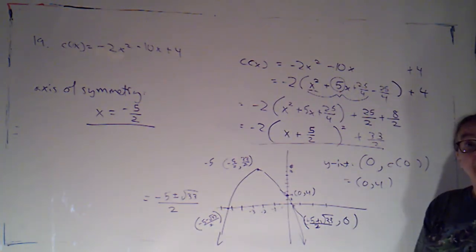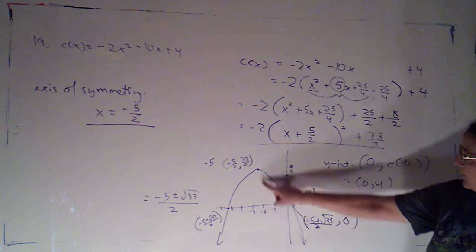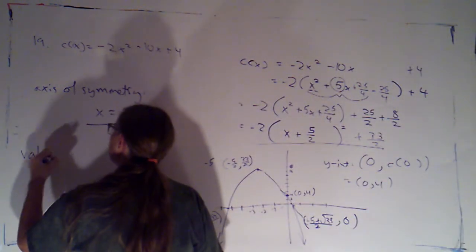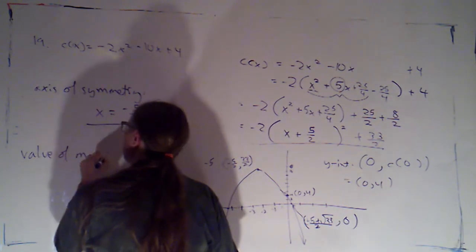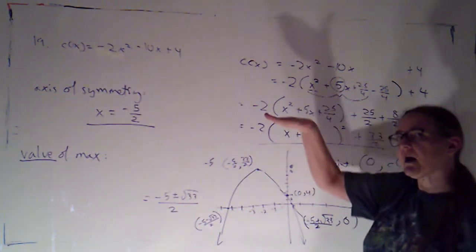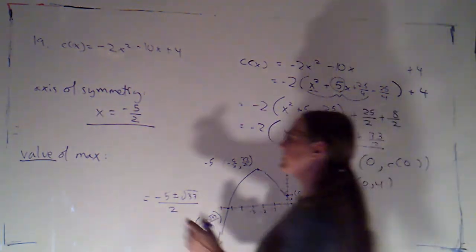We were asked to find the value of the max or the min. Well, because this one opens down, there's a max. So the value of the max. And we were just asked to find the value. That means the y value. How high up is it? That's our 33 halves.